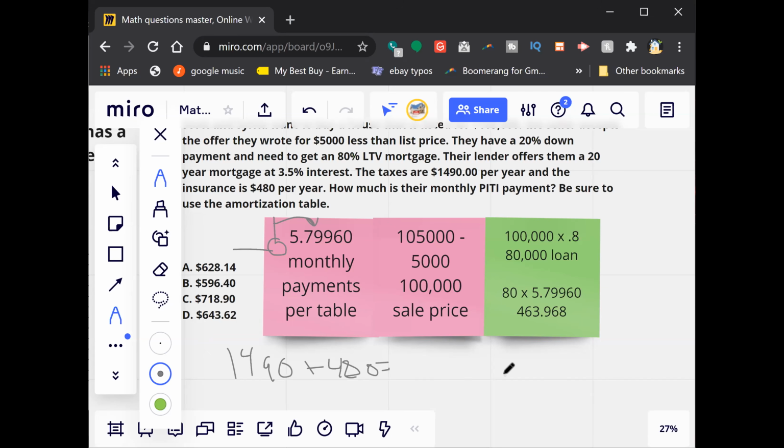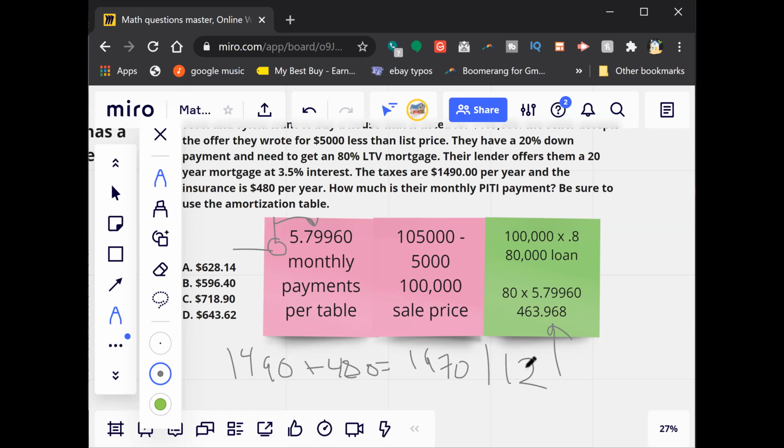So 480 plus 1490 equals 1970. Now, the 1970, what are we going to do with that number? I'm going to divide it by 12 to get a monthly number. Right. 1970 divided by 12 equals $164.17. And then add it to the 463,968 because that's the principal and interest. Yep. We're going to add it to that.